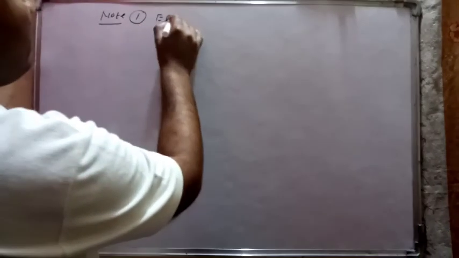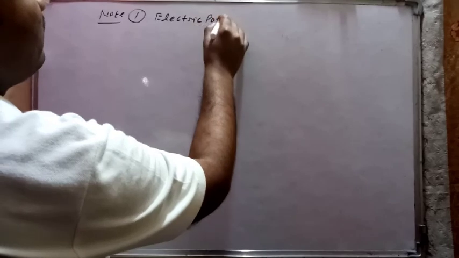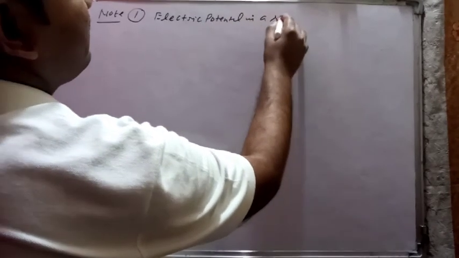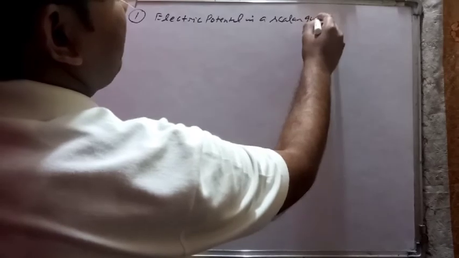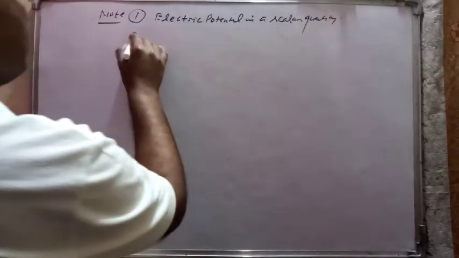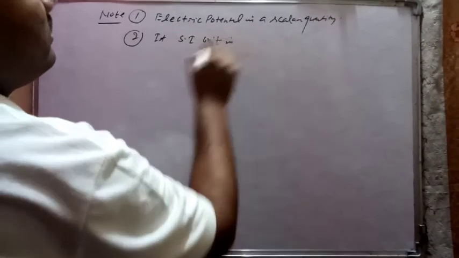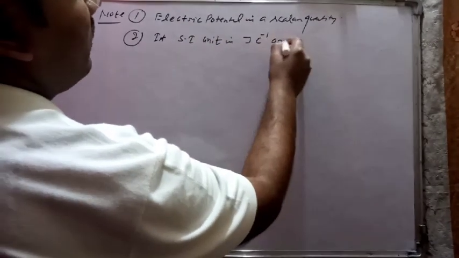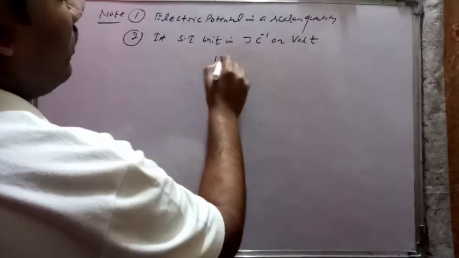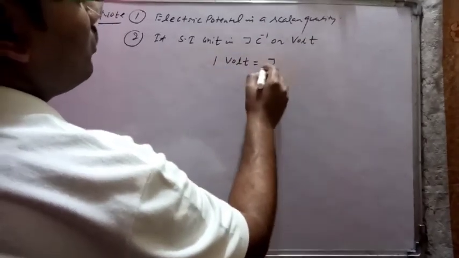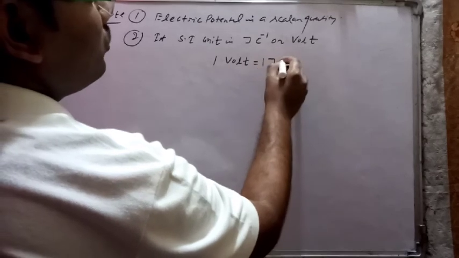Now some notes related to electric potential. First one is that electric potential is a scalar quantity. Second one is its SI unit. Its SI unit is joule per coulomb or volt. Now here 1 volt is equal to 1 joule per coulomb.